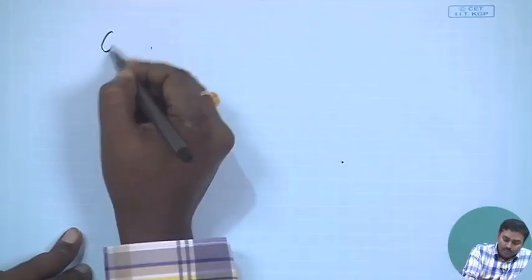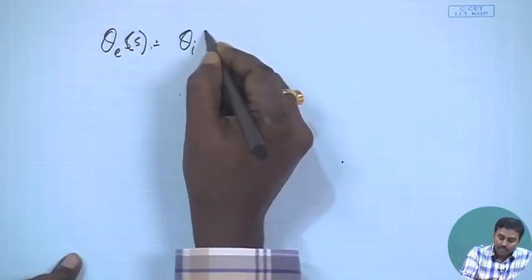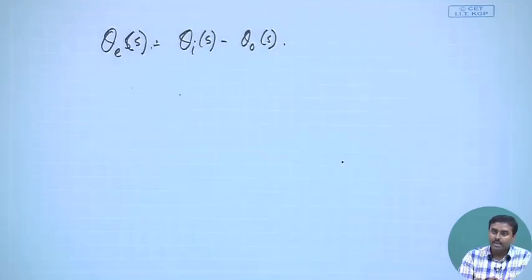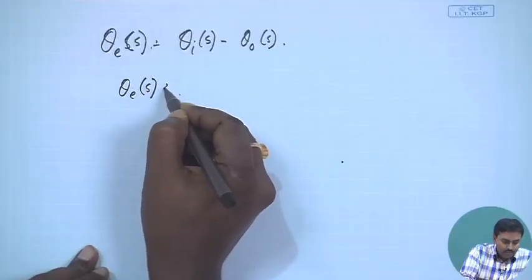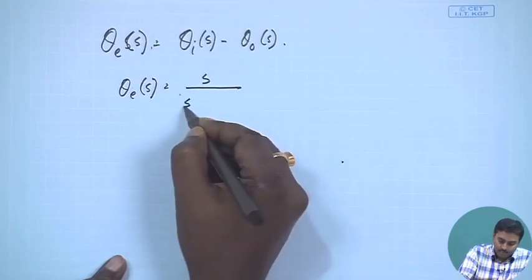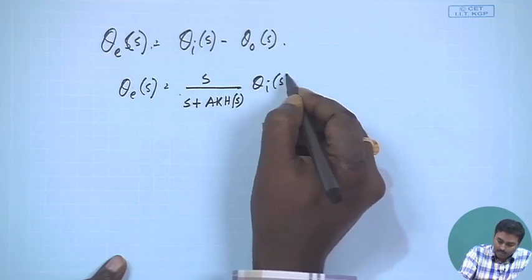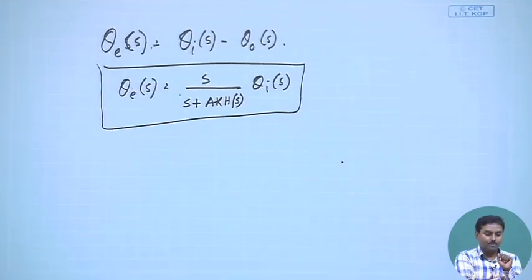Okay. What is theta E s? That is equal to theta I s minus theta O s. And as I have got a relationship between theta O and theta I, I can get a relationship between theta E and theta I. So, immediately I can write theta E s is equal to s by s plus A K H s times theta I s, which is just algebraic manipulation. If you put that over there, I will be able to get this relationship also, right. So far it is all good.